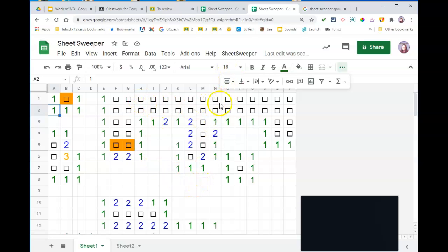After you can get down to you only have 6 or 7 squares, take a screenshot of it, add it to the assignment in Google Classroom, and let me know how you did.